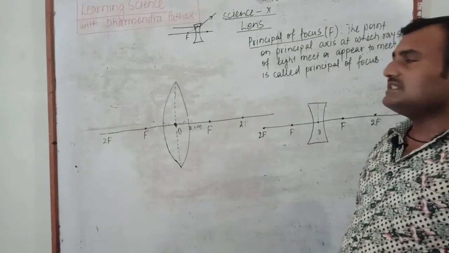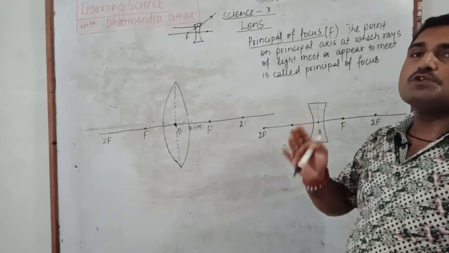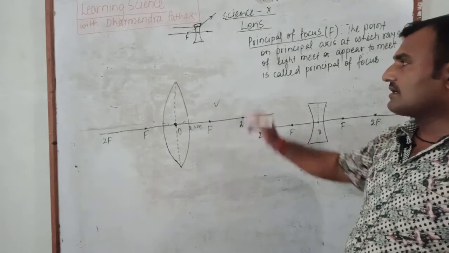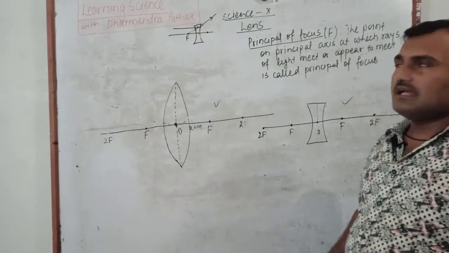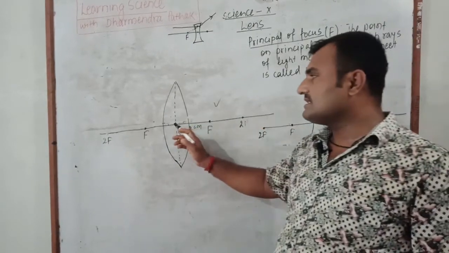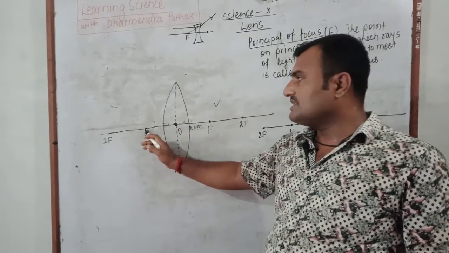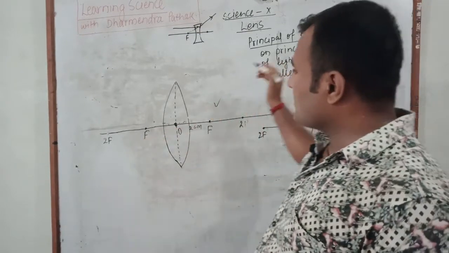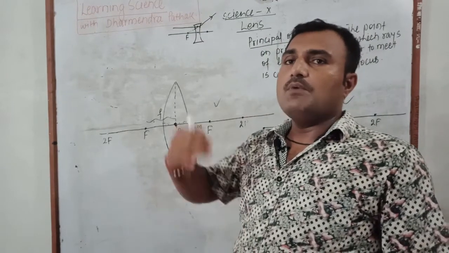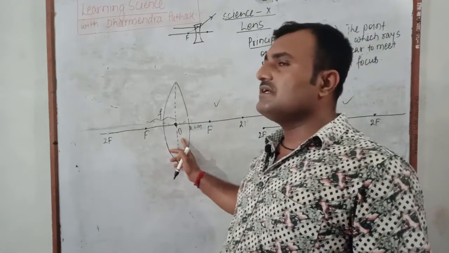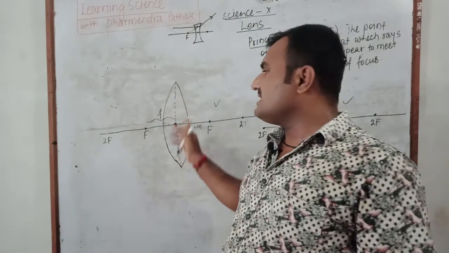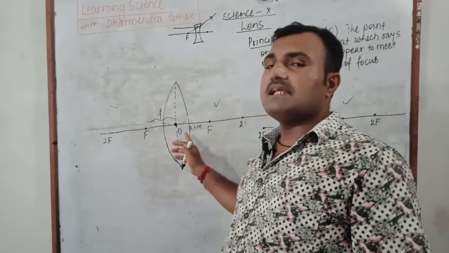In the next video we will discuss in detail the rules to draw ray diagrams and how an image is formed by convex lens and concave lens. And today here we only discuss common terms related to lens like optical center, principal focus, center of curvature, focal length, and how an image is formed by a convex lens when the object is at various distances from the lens.